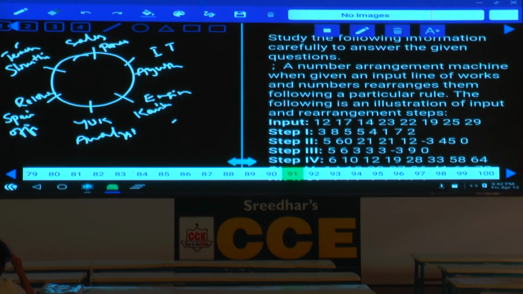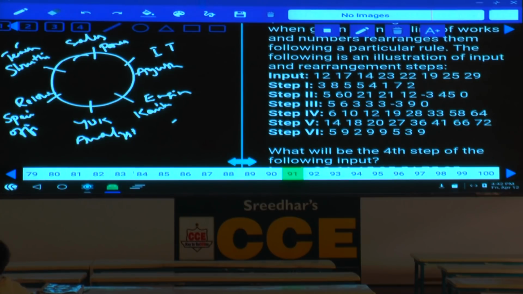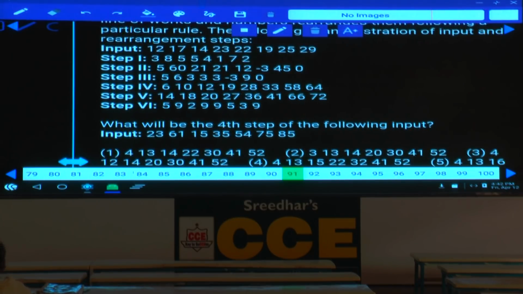Now in this 91 to 95, an input set of numbers was given. There are some 8 numbers, isn't it? Followed by some other steps. How many steps are there? 6 steps are there. And in each step, if you observe here, there is a separate logic. In the classroom also we have discussed this model, isn't it? Now coming to this one.